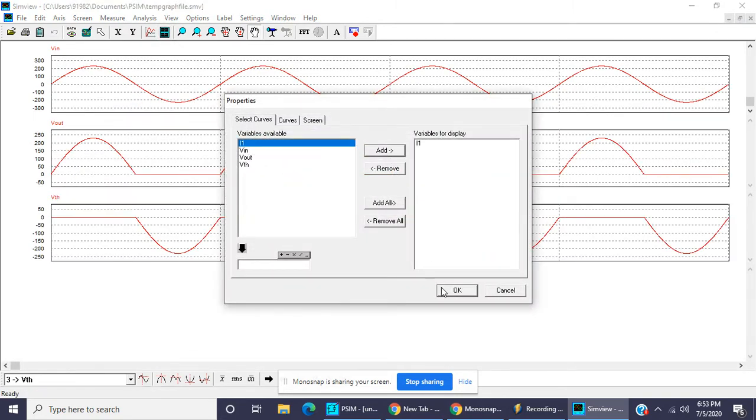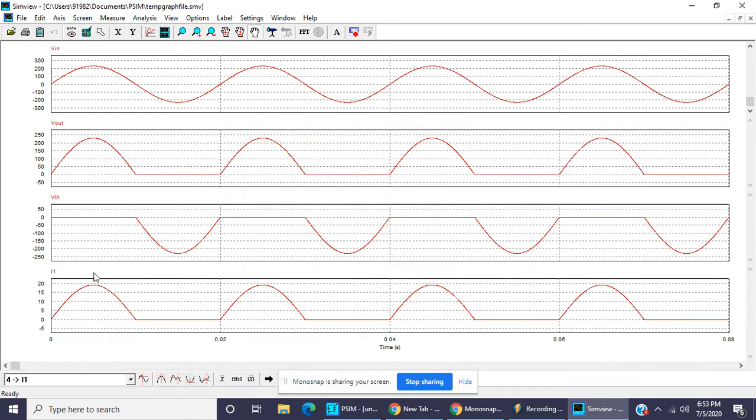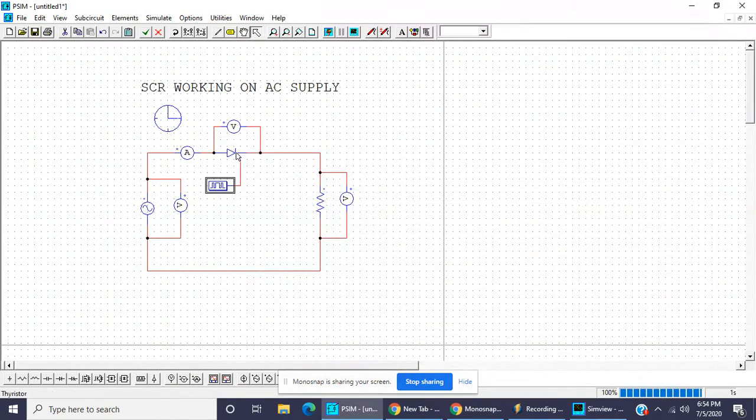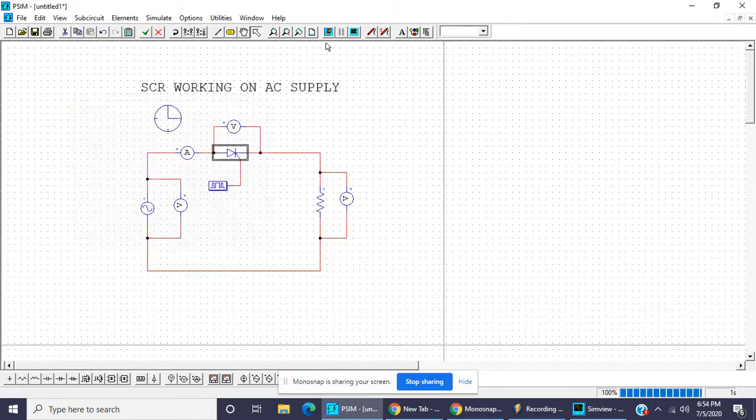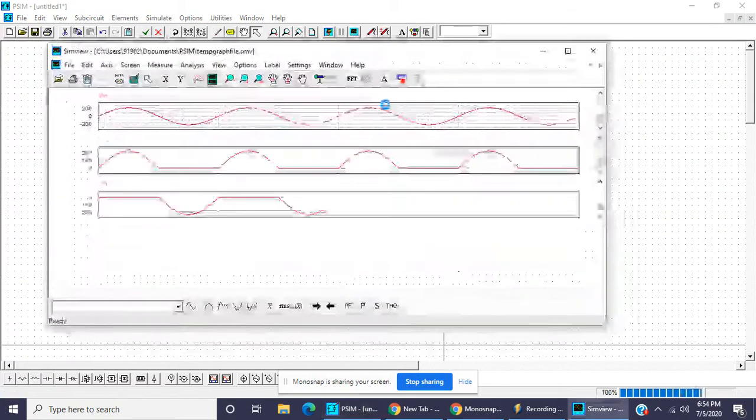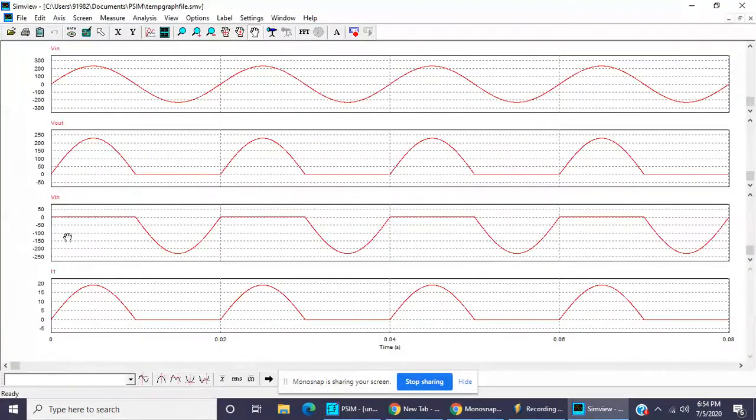I1 is the current passing through it. So when the SCR conducts, current flows through it. When it does not conduct, the current is 0. Here the voltage across the SCR is equal to 0.8 volt. Now simulate again. So this is 0.8 volt, or less than 1 volt.